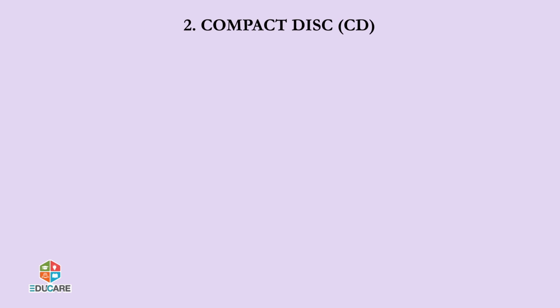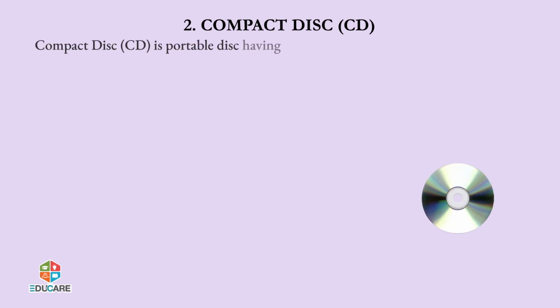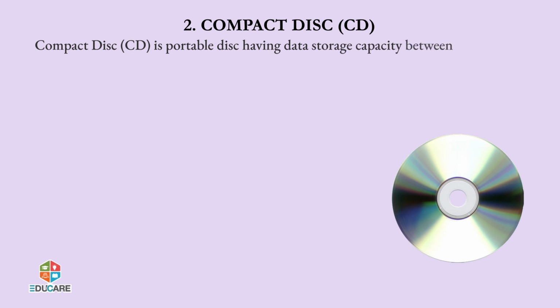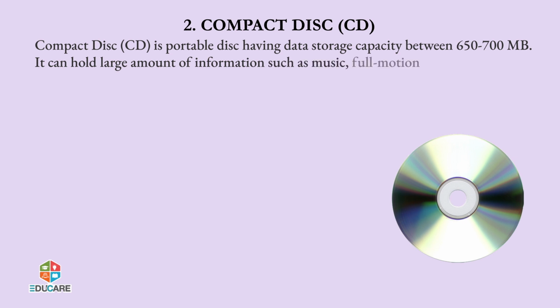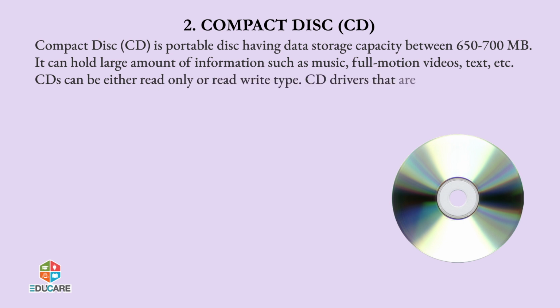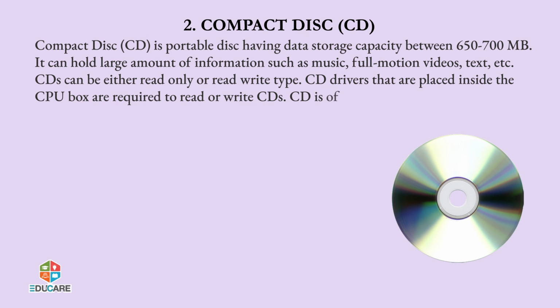Compact disk CD. Compact disk CD is portable disk having data storage capacity between 650 to 700 MB. It can hold large amount of information such as music, full motion videos, text, etc. CDs can either be read-only or read-write type. CD drives that are placed inside the CPU box are required to read or write CDs. CD is of two types.